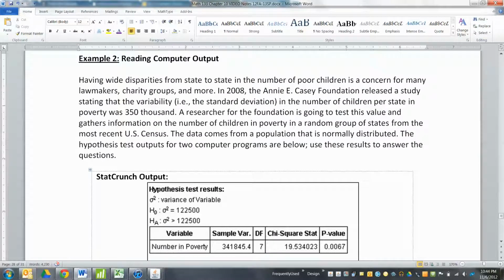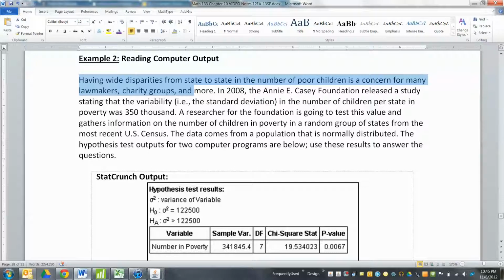Having wide disparities from state to state in the number of poor children is a concern for many lawmakers, charity groups, and more. In 2008, the Annie E. Casey Foundation released a study stating that the variability, i.e. the standard deviation, in the number of children per state in poverty was 350,000.